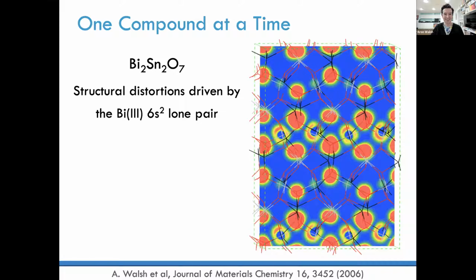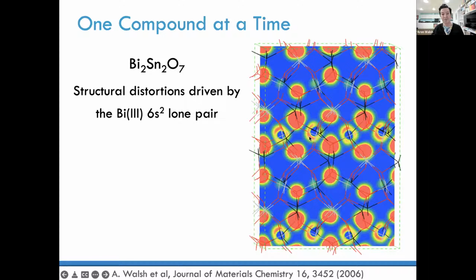So I was very excited to work on this system, bismuth-stannate. This was the most complex inorganic crystal structure that had been solved from powder diffraction at the time. I think over 300 atoms in a unit cell. And so we were able to solve the electronic structure and look at some of the interesting features associated with this bismuth lone pair. So you can see this asymmetric electron density.